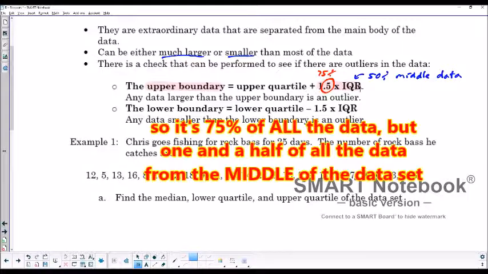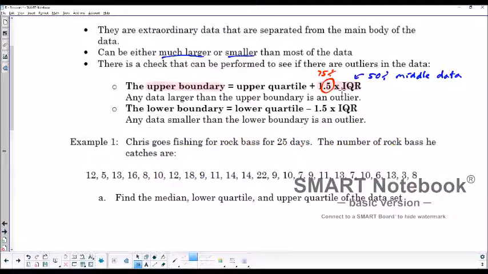upper quartile. So the upper quartile is already 3/4 of the data, and then we're taking 3/4 of, or 1.5 of the middle data. So 150% of the middle data, and we're adding it on top of that 75% that is the upper quartile. So if there's any values that are larger than that, then we call that an outlier. Okay, so we're really seeing how far away a value has to be to be an outlier.